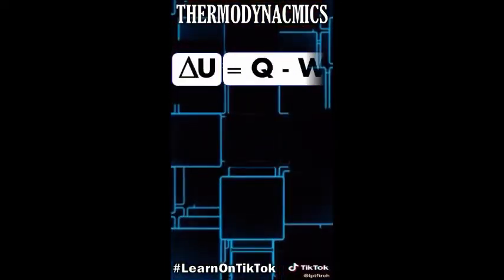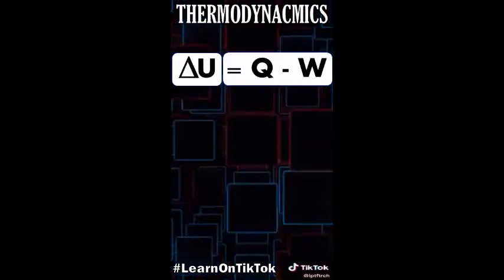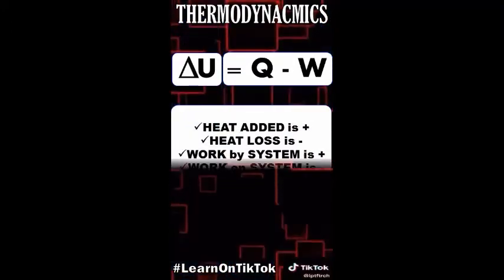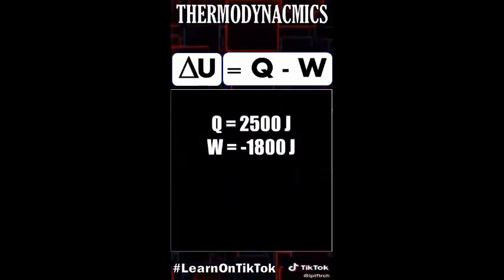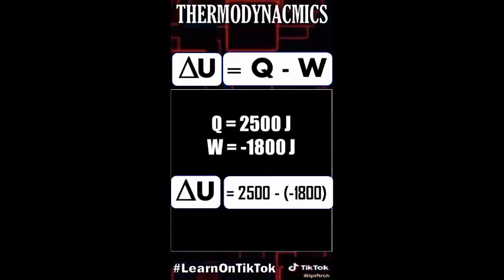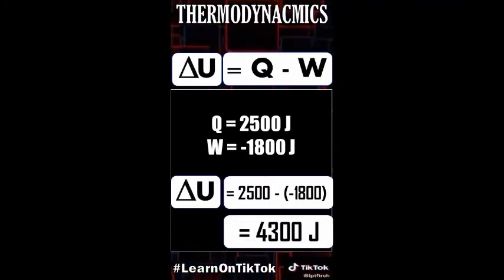The internal energy, delta U, is equal to the heat Q added to the system, minus the net work W done by the system. This is the sign convention for heat and work. Example: 2,500 joules of heat is added to a system, and 1,800 joules of work is done on the system. The internal energy change of the system is equal to 2,500 joules minus negative 1,800 joules. Since work is done on the system, it must be negative. Internal energy is equal to 4,300 J.